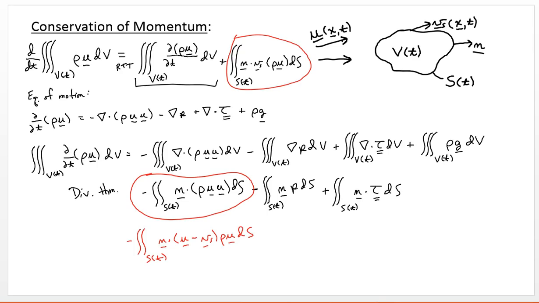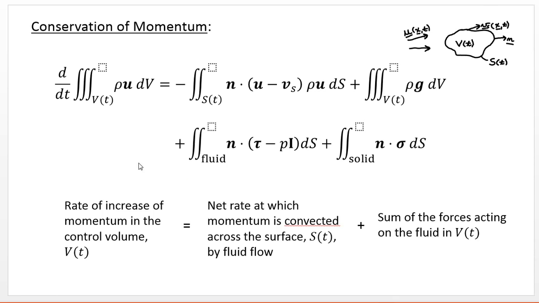So we can combine all of these terms together, group them as we showed, and we get this general statement of conservation of momentum. The integral on the left-hand side, as we just said, is the rate of increase of the momentum in the control volume, V(t), and that's equal to the net rate at which momentum is convected across the control surface, S(t), by fluid flow.